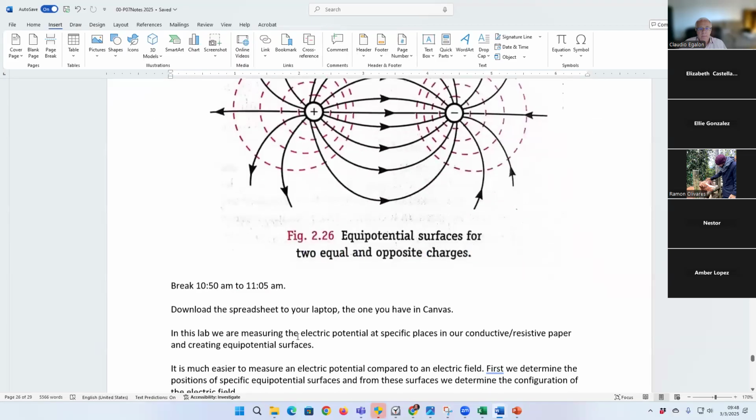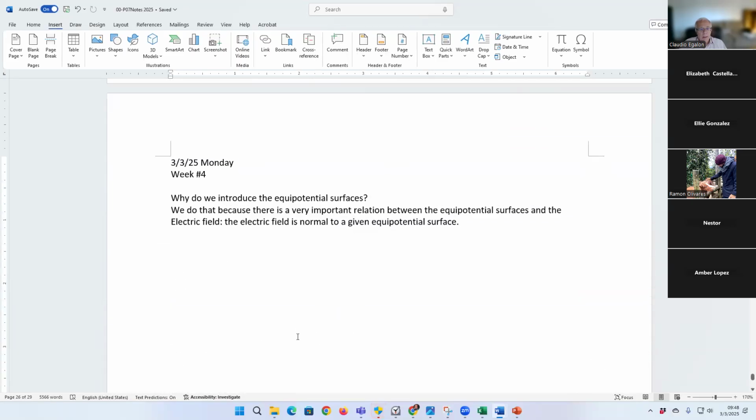And normal means perpendicular to a plane tangent to the equipotential surface. That's what you have to know.